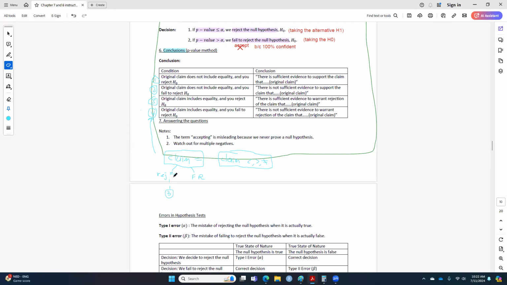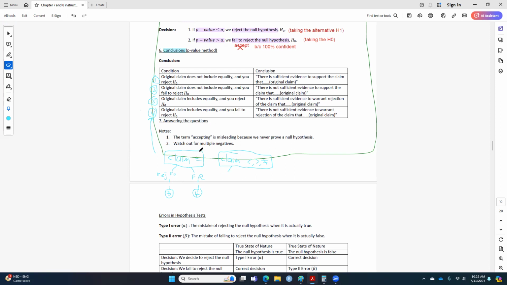And then this will be the one that you pick. If your claim has equality and you fail to reject, you will pick the fourth conclusion, which is: there is not sufficient evidence to warrant a claim that. So this is the conclusion you will make.